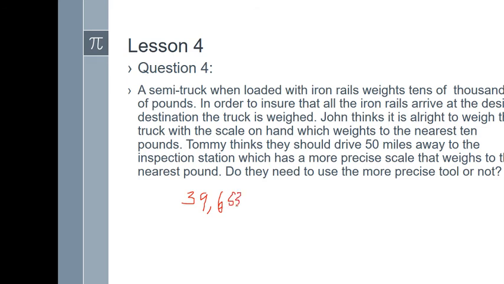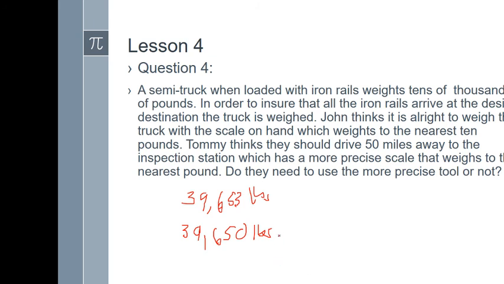Now, if a truck weighs tens of thousands of pounds, like for example 39,653 pounds, let's say that's what it was measured on the scale at the inspection station. When we measured it to the nearest ten pounds, we'd have 39,650 pounds. Is this extra 3 pounds, knowing that it's more precise to that pound, necessary in this case when the truck weighs so much? Do you have to waste all that gas to drive 50 miles away so that you can find out that it's 39,653 pounds instead of 39,650 pounds?